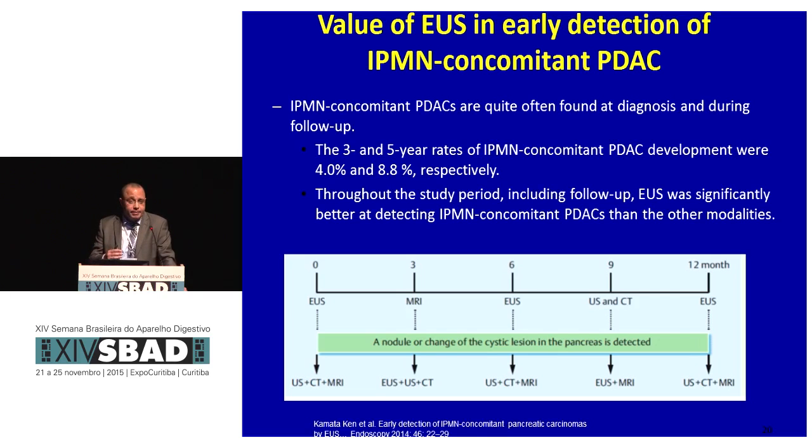Also, I didn't mention that EUS was initially better than CT and MRI in diagnosing malignancy, IPMN-derived malignancy. Another important point we take from this study is that these patients with IPMN seem to have a field defect, so they can develop pancreatic ductal adenocarcinoma at increased incidence in the remainder of the pancreas.